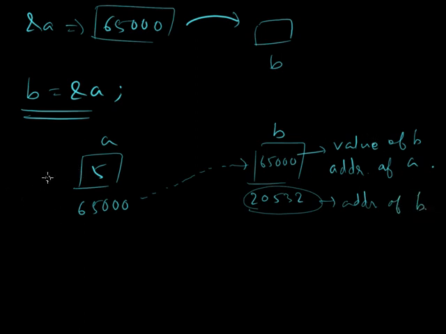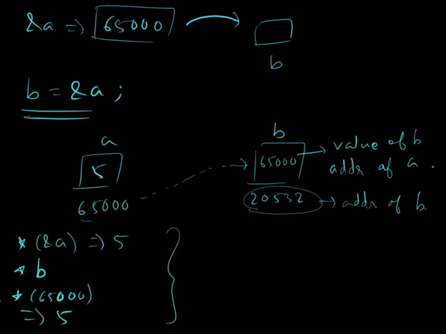Now let us put it this way. If I say star of address of A, it would yield me 5. Value at address of A is 5. What if I do star of B? What B contains is 65,000. It will become star of 65,000. Now what is value at 65,000? Which is nothing but 5.